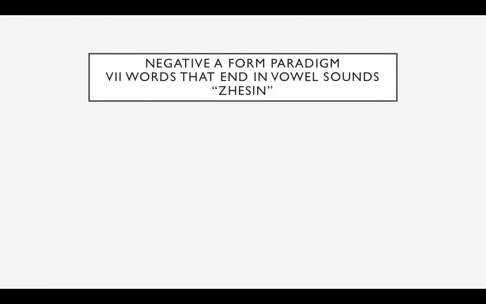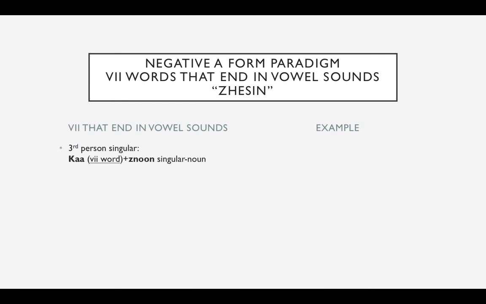Now for VII words that end in N sounds, we are using the example jesin, which means open, or it is open. So unlike our other two examples, instead of using the suffix snon, we are using the suffix znon. But other than that, it's all the same. So third person singular, start off negative with ka, followed by our VII word, followed by the suffix znon, and then our singular noun.